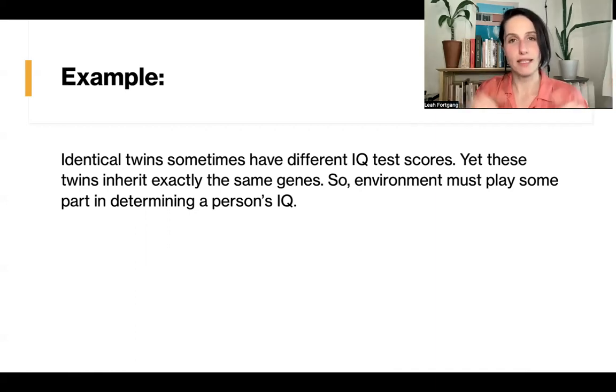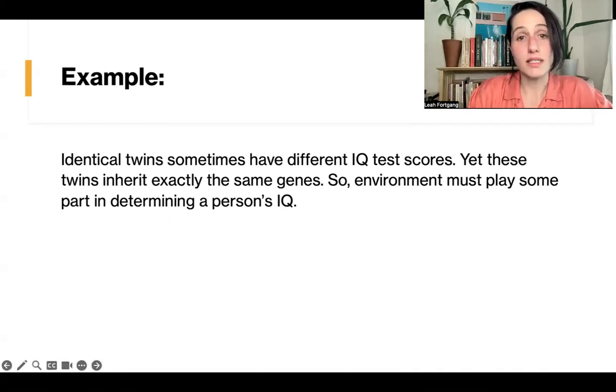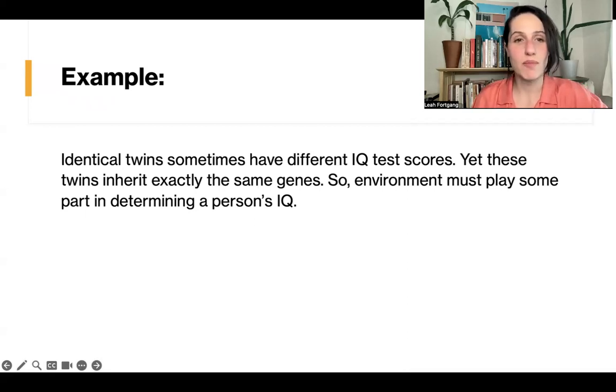All right, so let's apply it. Let's give an example. We have an argument here, an argument in the philosophical sense. Identical twins sometimes have different IQ scores, yet twins inherit exactly the same genes. So environment must play some part in determining a person's IQ.